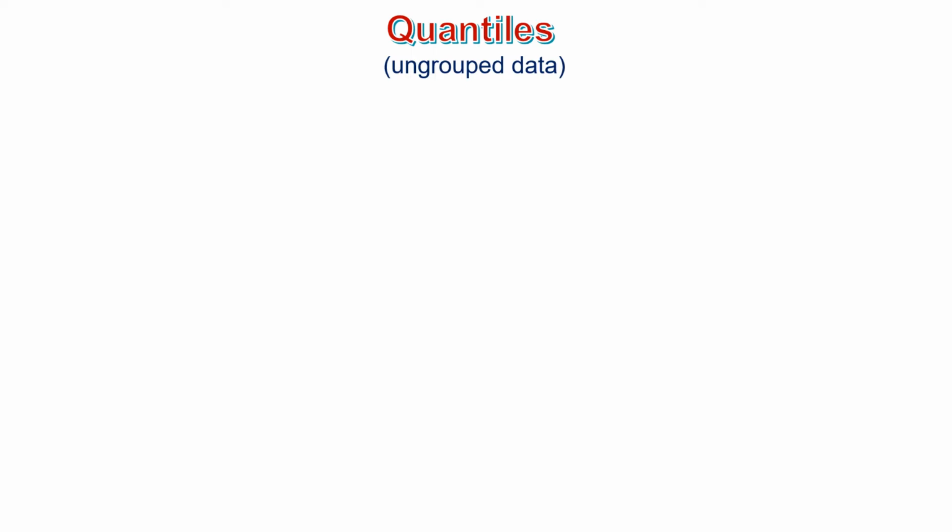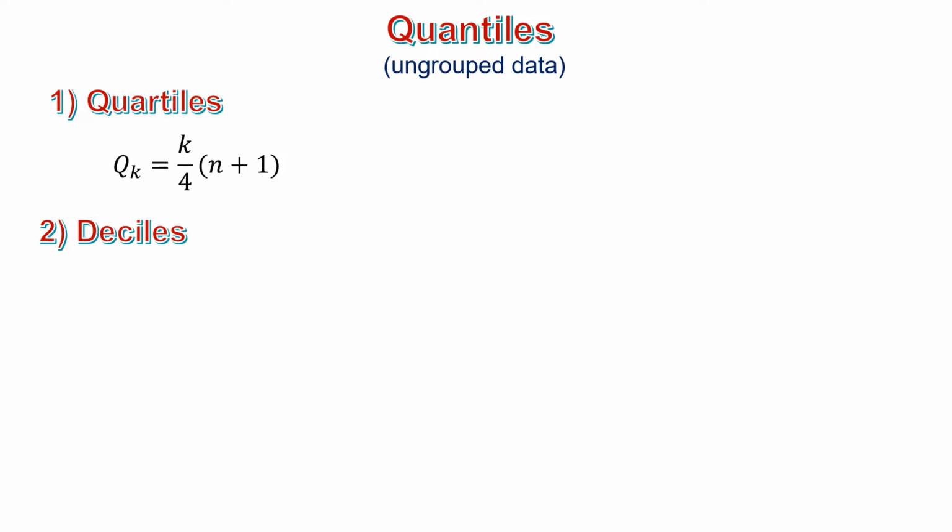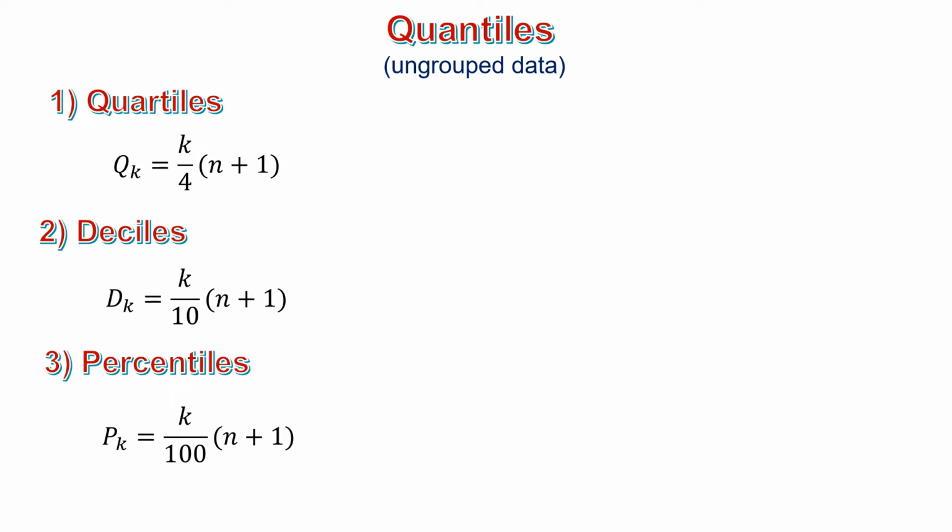So let us first discuss quantiles in ungrouped data. The formula for the quartiles is Q sub k is equal to k over 4 times n plus 1. For the deciles, we have D sub k is equal to k over 10 times n plus 1. And for percentiles, the formula is P sub k is equal to k over 100 times n plus 1. Supposing we have this data: 3, 12, 14, 2, 15, 29, 17, 2, 16.